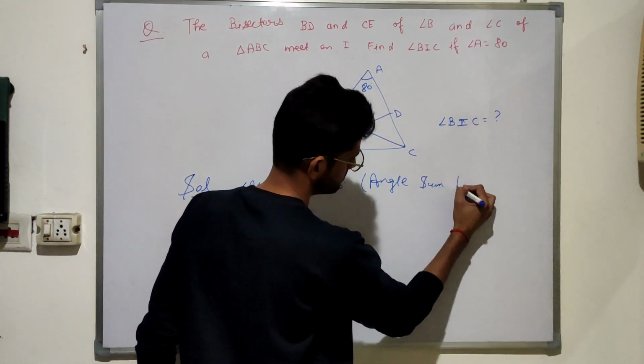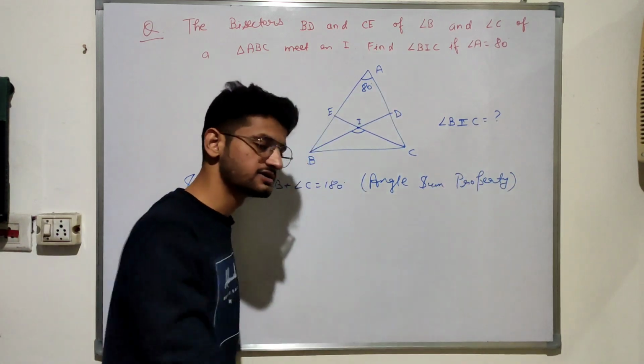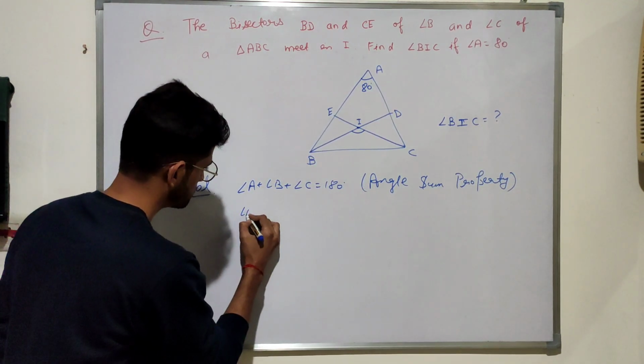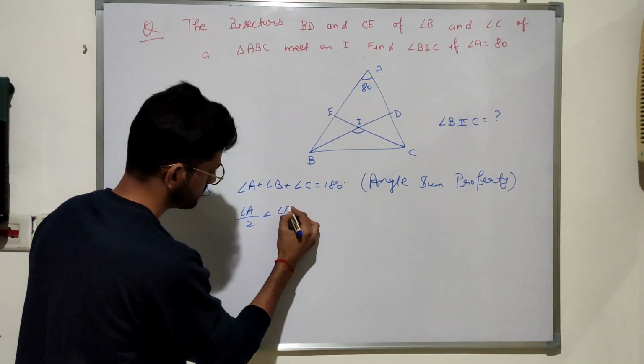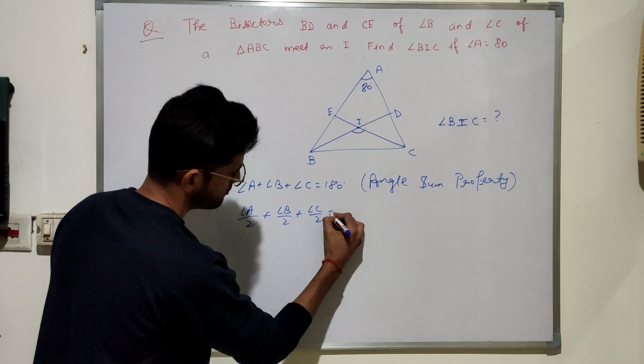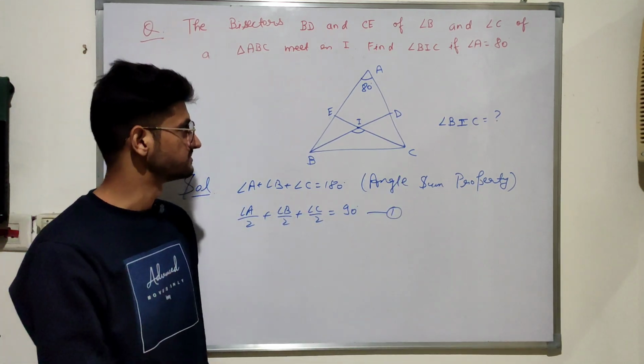Angle sum property, which states the sum of all the angles of a triangle is 180 degrees. So if we divide by half throughout the equation, we get half of angle A plus half of angle B plus half of angle C is equal to 90 degrees. This is going to be equation number 1.